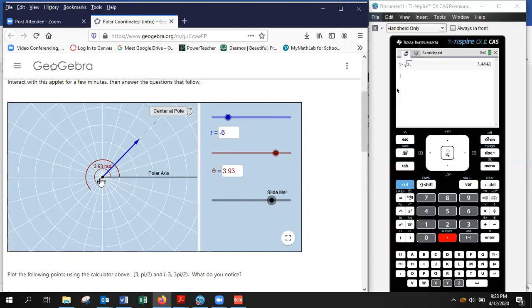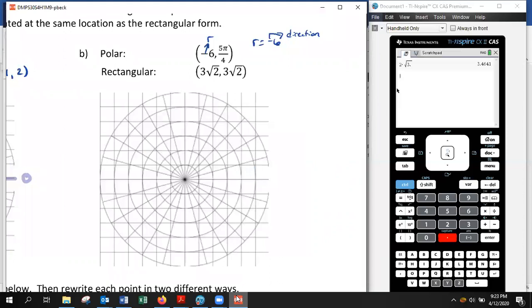So instead of going out in the positive direction of the radius, we are now going to go backwards in the negative direction of the radius. So what I like to show is, let's take us out to 5 pi over 4, which is in that direction. But then from the pole, we're going to go backwards: 1, 2, 3, 4, 5, 6 to create that point right there.